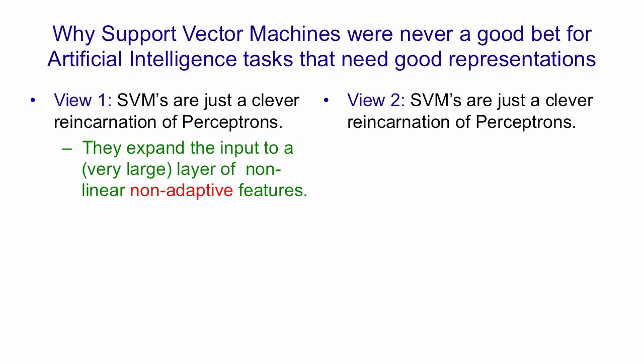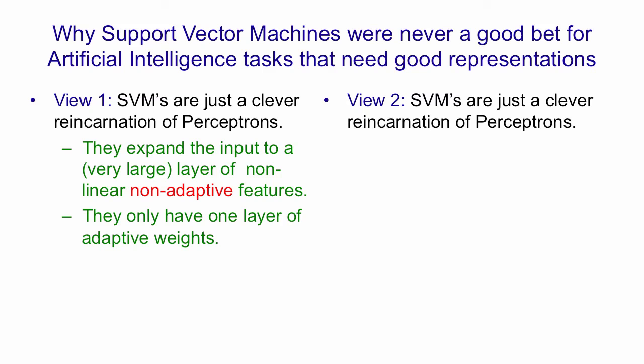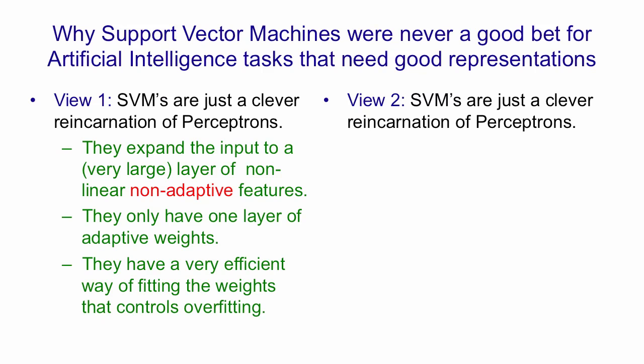The idea is that you take the inputs, and you expand the raw input into a very large layer of non-linear but also non-adaptive features. So that's just like perceptrons, where you have this big layer of features that doesn't learn. And then you only have to learn one layer of adaptive weights, the weights from the features to the decision unit. And support vector machines have a very clever way of avoiding overfitting when they learn those weights. They look for what's called a maximum margin hyperplane in a high-dimensional space, and they can do that much more efficiently than you might have thought possible, and that's why they work well.